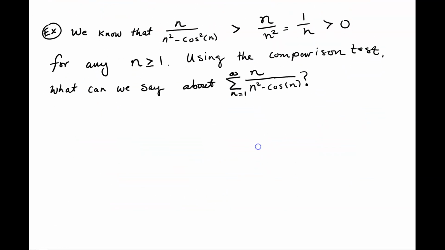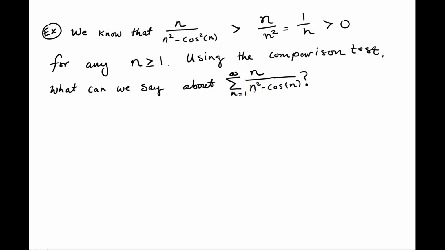So it says, we know that n over n squared is in between 0 and n over n squared minus cosine squared of n. So n over n squared is right in between, and it reduces, as they tell you, to 1 over n for any n greater than or equal to 1. And it says use the comparison test. What can we say about the summation from n equals 1 to infinity of n over n squared minus cosine squared of n? Well, this one is actually really simple, but you've got to remember something.